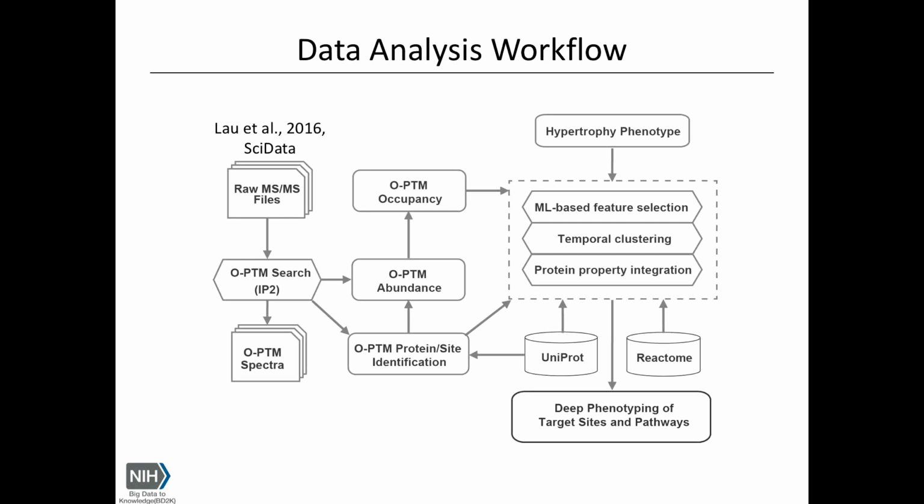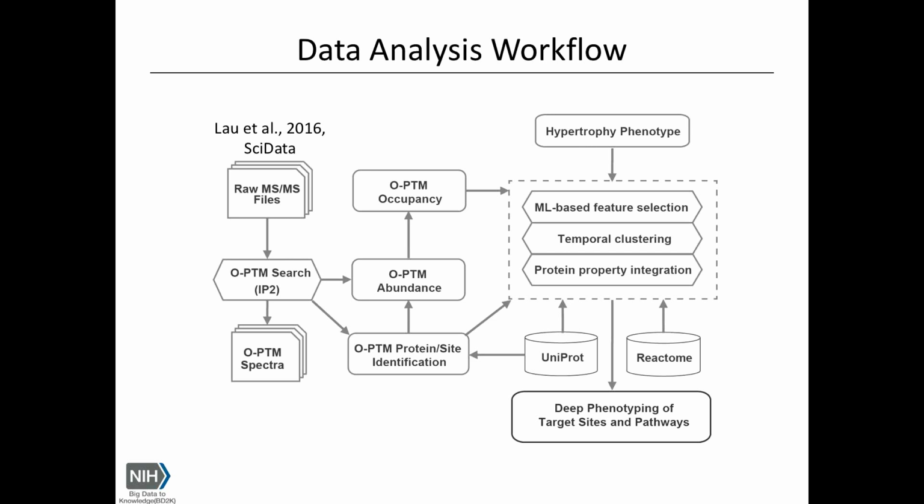For our data analysis workflow, we repurposed the raw MS/MS datasets for identification and analysis of O-PTMs. We performed a search for the 7 types of O-PTMs using the Integrative Proteomics Pipeline, or IP2, developed by John Yates' group at Scripps. We were able to identify the proteins and sites modified by O-PTMs, as well as their abundance, which was used to calculate the occupancy of each O-PTM site.